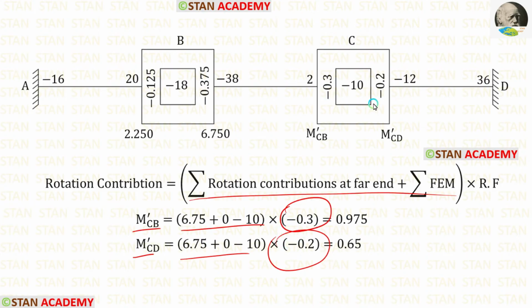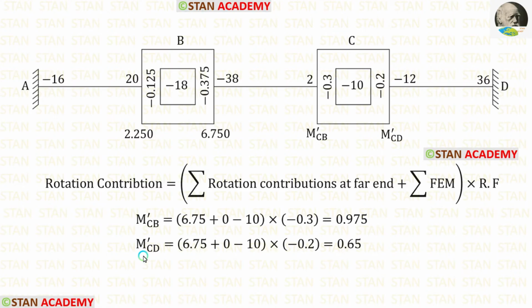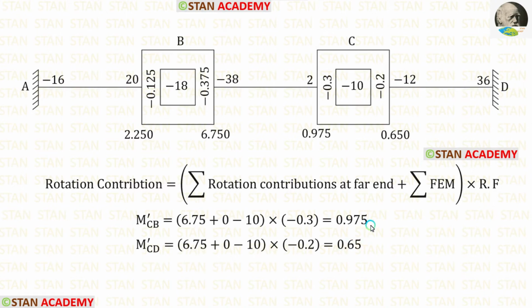The rotation factor for CD is minus 0.2. After the calculation for M dash CD, we are getting 0.65. Let us enter M dash CB and M dash CD. Now we have finished the first cycle. We are going to start the second cycle.